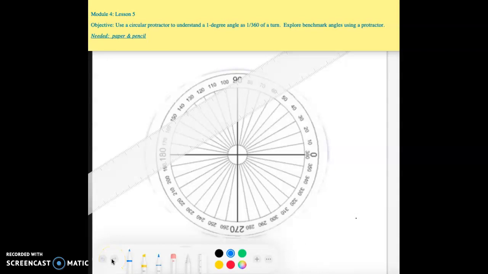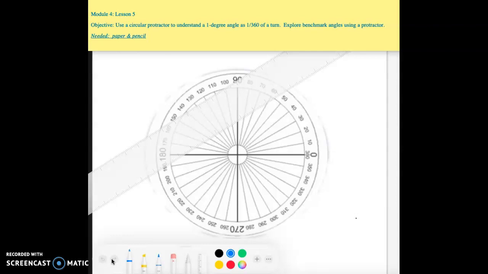All right, everyone, welcome to Lesson 5. We are going to learn about using a circular protractor to understand that a 1-degree angle is 1/360th of a turn. We will also talk about benchmark angles using a protractor.